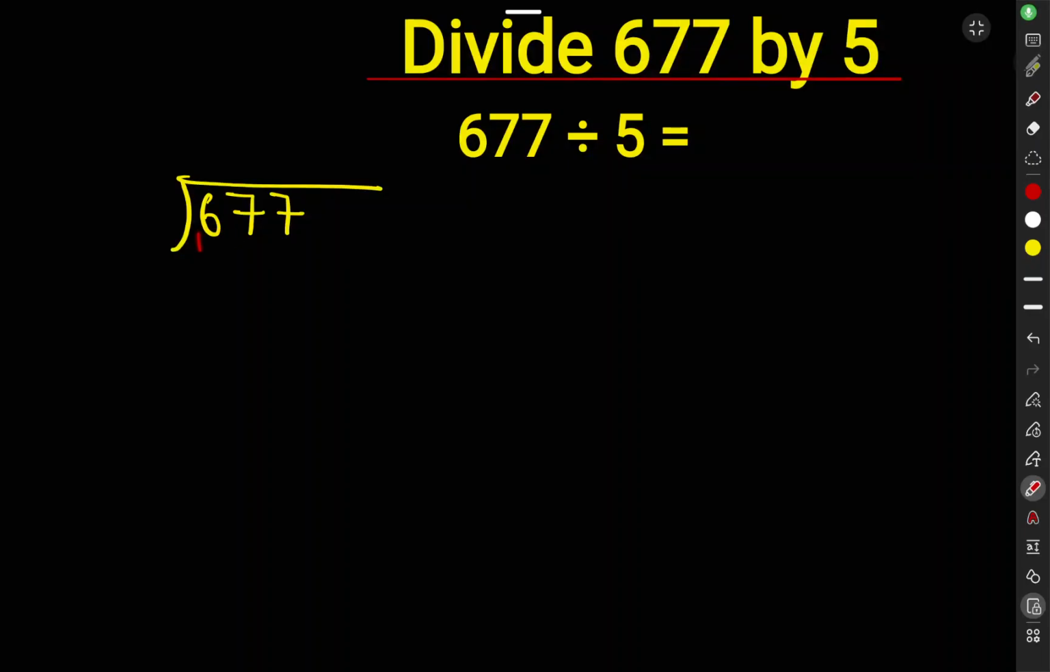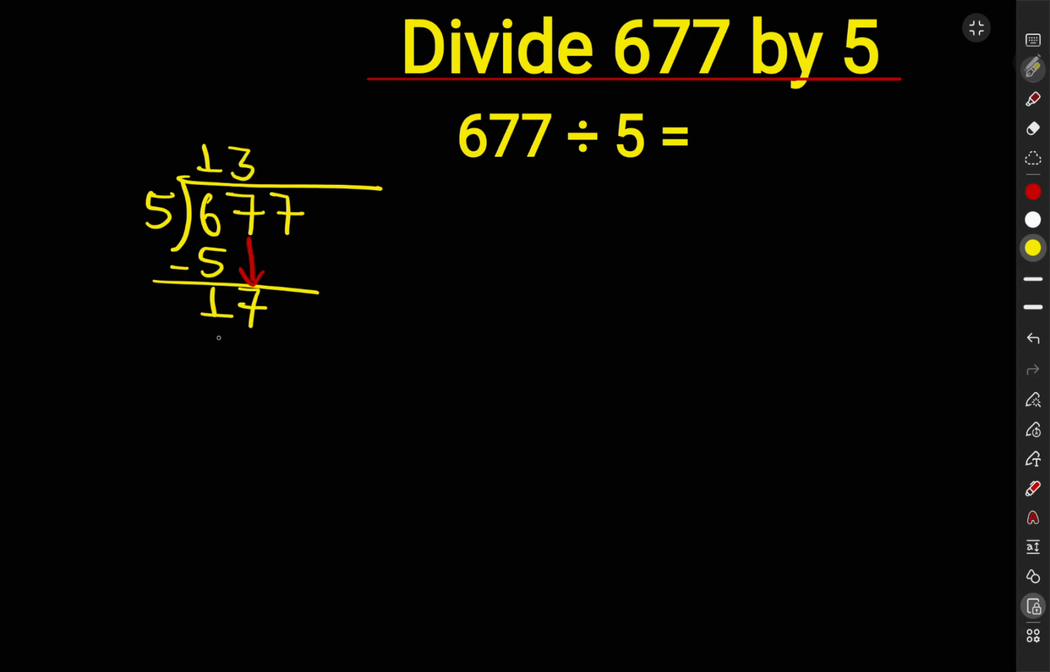We divide 677 by 5 in a long division method. 5 times 1 is 5. On subtracting, we get 1. So now we put down the 7 and it is 17.